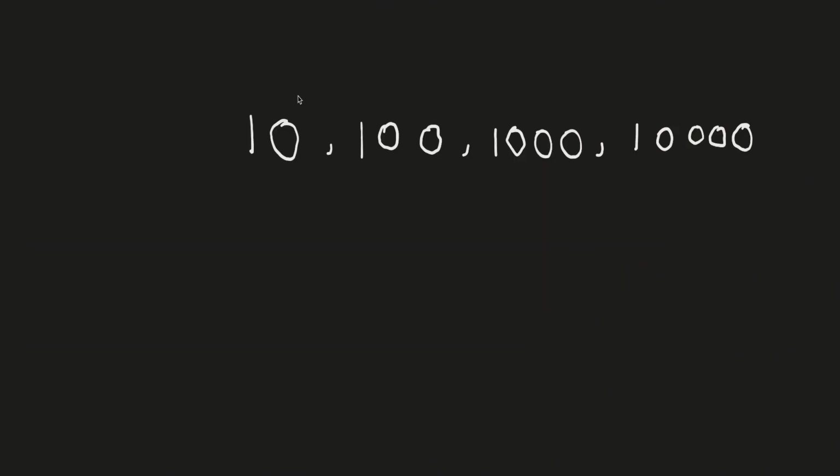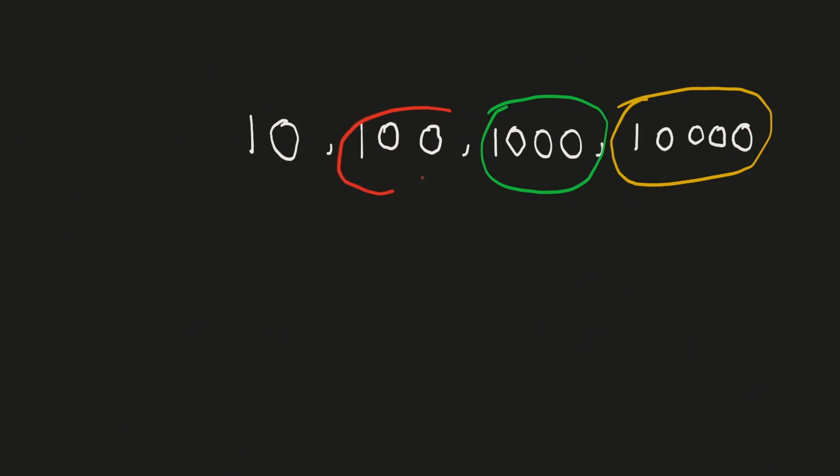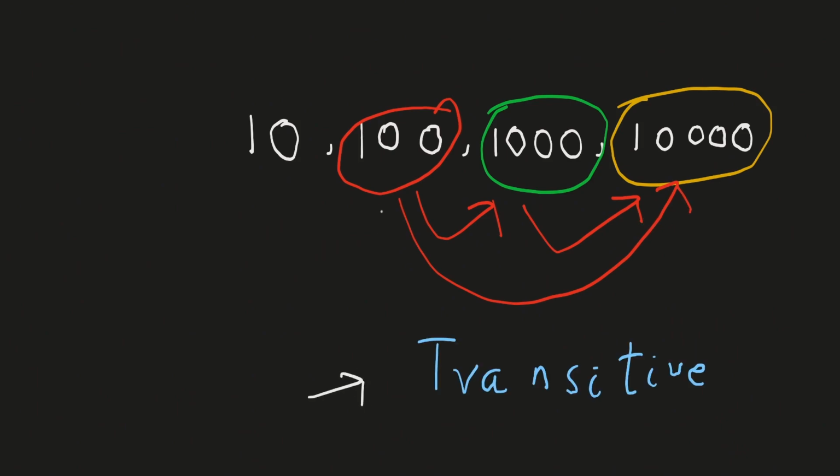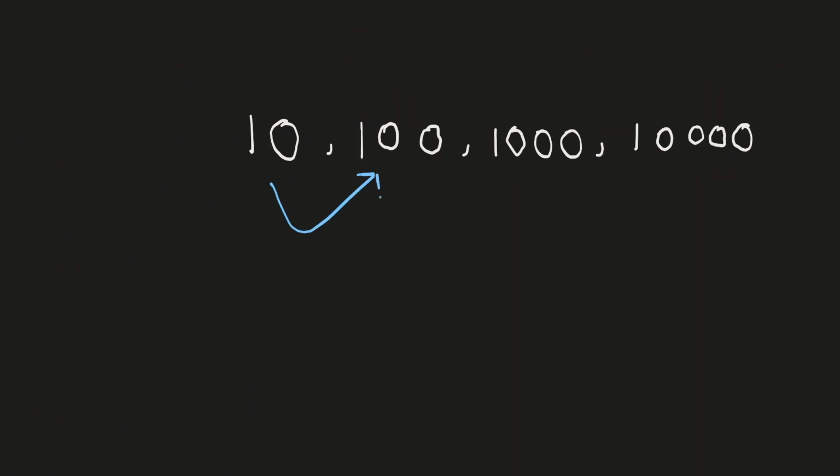Let's try to look at another property using this example. When we consider 1000, we see that it can divide 10,000. And when we look at 100, we see that it can divide 1000. And since 1000 can divide 10,000 completely, we can notice that 100 will always divide 10,000. So this is kind of a transitive property where if A divides B and B divides C, then A will completely divide C. Similarly, we can see that 10 divides 100, so 10 will divide both 1000 and 10,000.